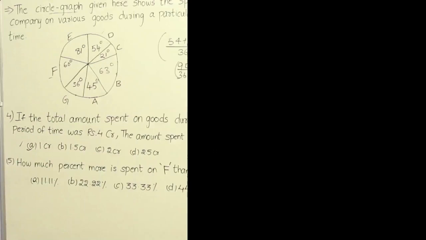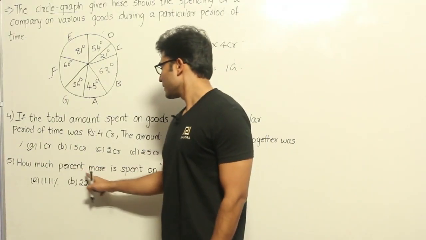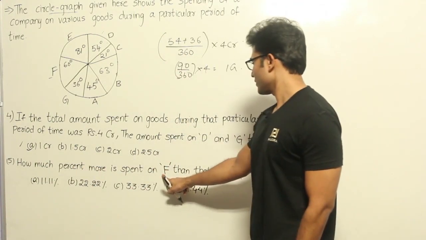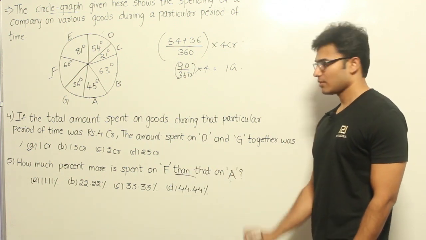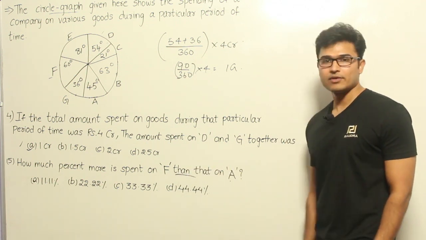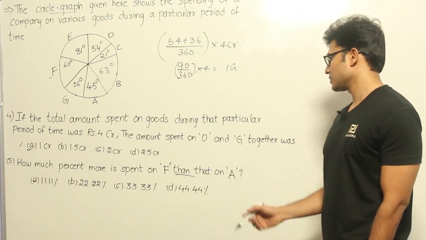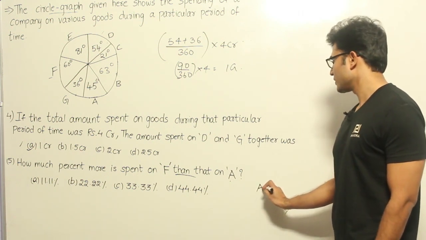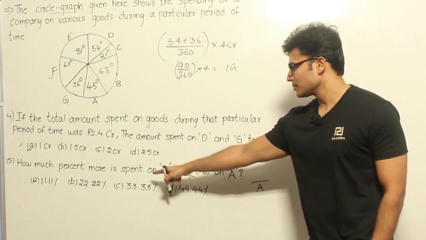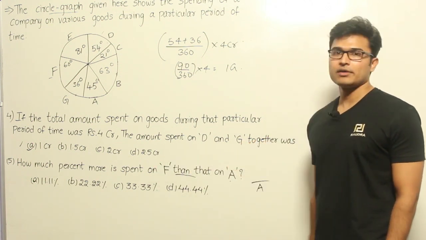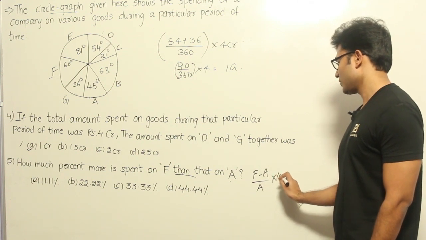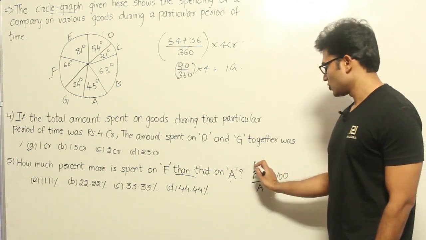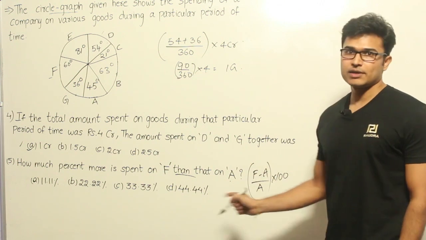Okay, let's see the next one. How much percentage more is spent on F than that on A? Now if you see this, than that is given, after that there is A, therefore we have seen this topic in percentages, you have to write A in the denominator. Now they are saying how much is spent on F than that on A, therefore F is greater, so F minus A by A into 100, right? So this topic we have seen in percentages, that is why I am directly writing it.